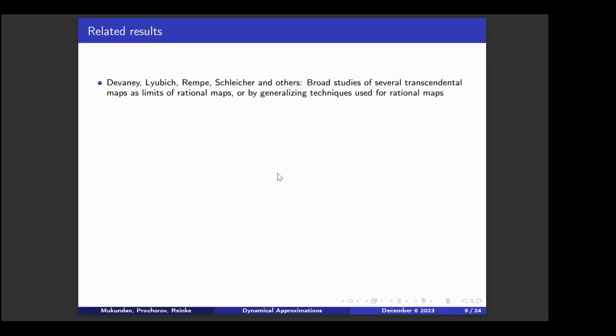So what are some examples of the type of results that we're thinking about here? Devaney, Lyubich, Schleicher, and a lot of others have generally studied entire functions and transcendental functions as limits of rational functions. And the way that they do that is they try to generalize the techniques that we use in rational dynamics to transcendental dynamics. I'm not talking about any type of dynamical approximation result in specific, but this is a certain point of view that's used to study transcendental functions.